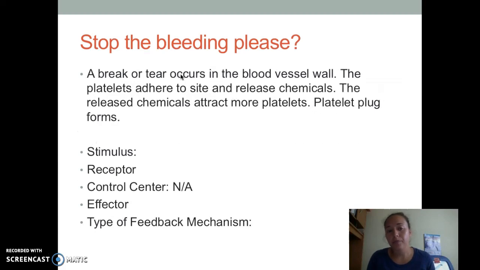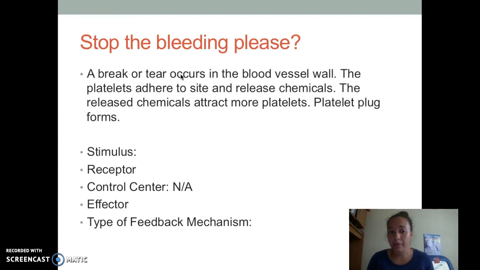Another example, so I'll let you guys put this in. So, stop the bleeding. A break or tear, so you cut yourself, occurs in the blood vessel wall. The platelets adhere to the site and release chemicals. The released chemicals attract more platelets. The platelet plug will form.